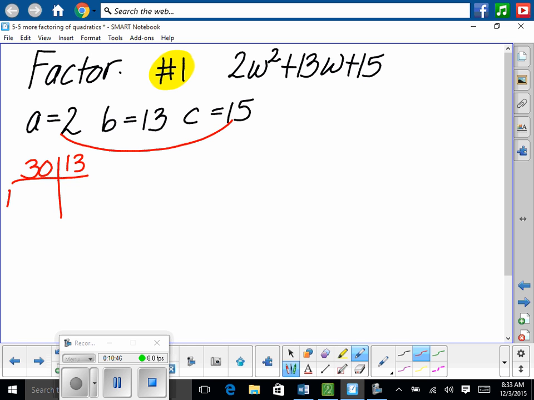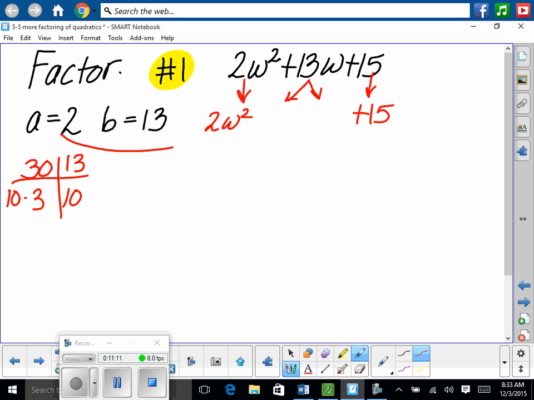Tell me the factors right off. 10 times 3, and they're both positive. Now, because we cannot quick factor, we're now to the step called drop and break. I'm just going to erase this to give myself some room here. Drop and break. Drop down our end terms, so 2w squared plus 15, and break down your middle term. You're rewriting 13w as 10w plus 3w, because this is technically 13w. We're rewriting it. Order doesn't matter. So plus 10w plus 3w.